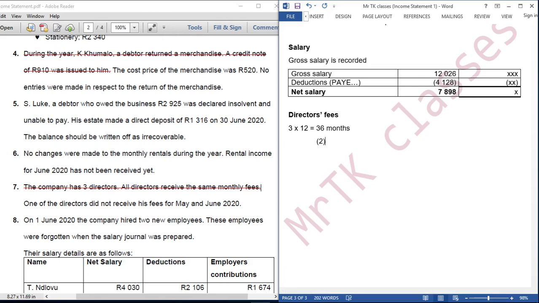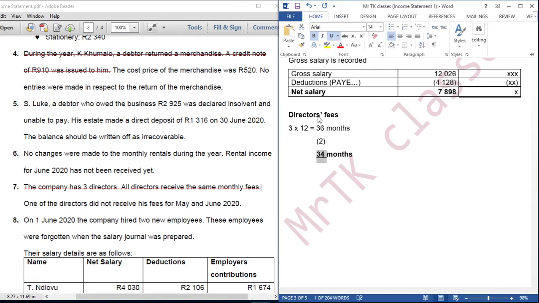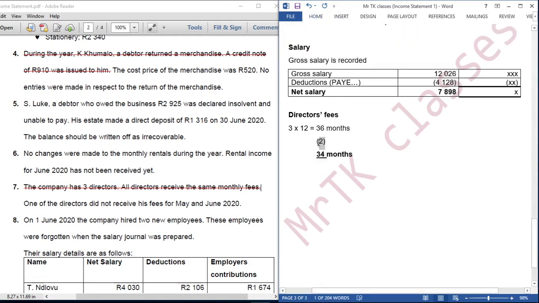These are 2 months, right? So what are we going to get? We are going to get 34 months, one director equivalent. This is what we are going to get.